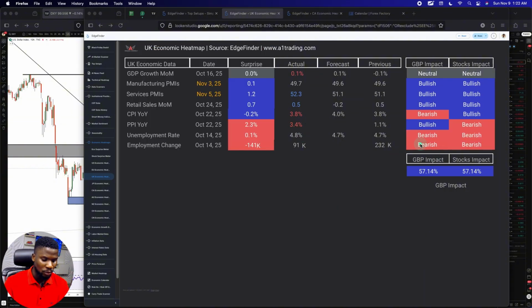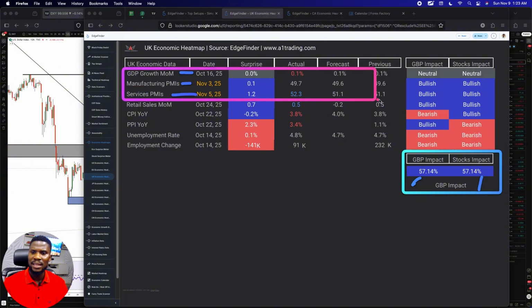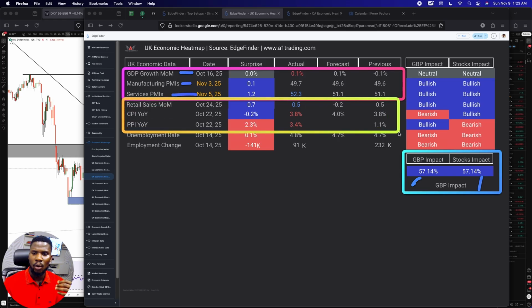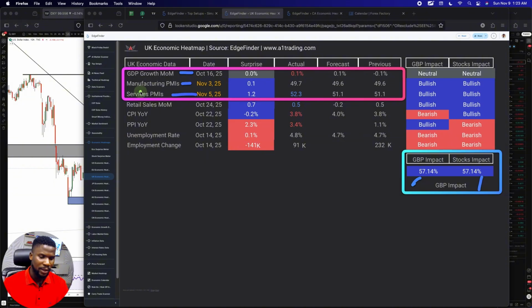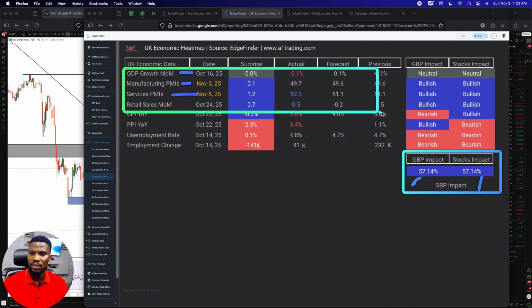The United Kingdom economy is still not looking super bad, in my personal opinion. You can see we have GDP. The pound impact itself, based on all of this data, is 57.14%, and the stock market impact is pretty much the same. If we break this down, we have GDP growth, manufacturing PMI, and service PMI. When we take a look at the growth itself, we are seeing a very decent reading, and the inflationary data aren't really looking awful either.